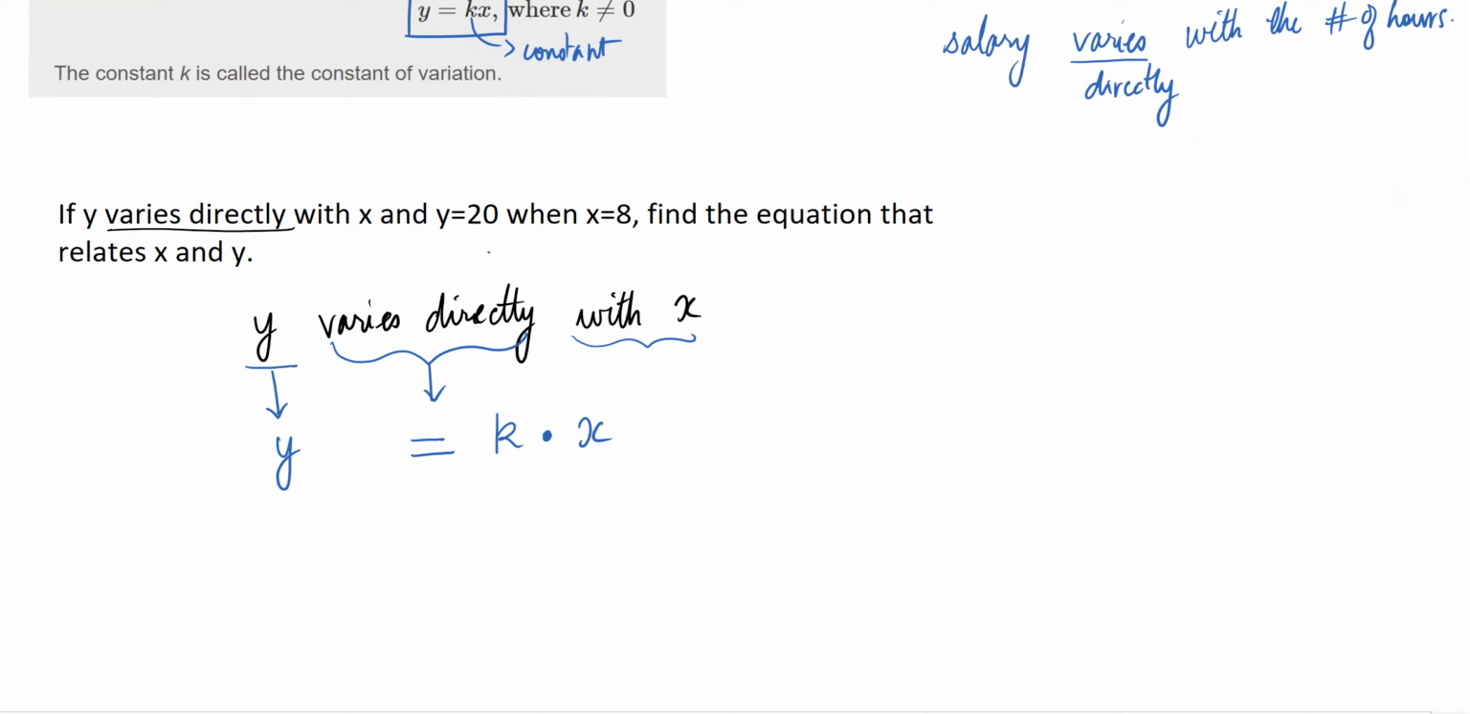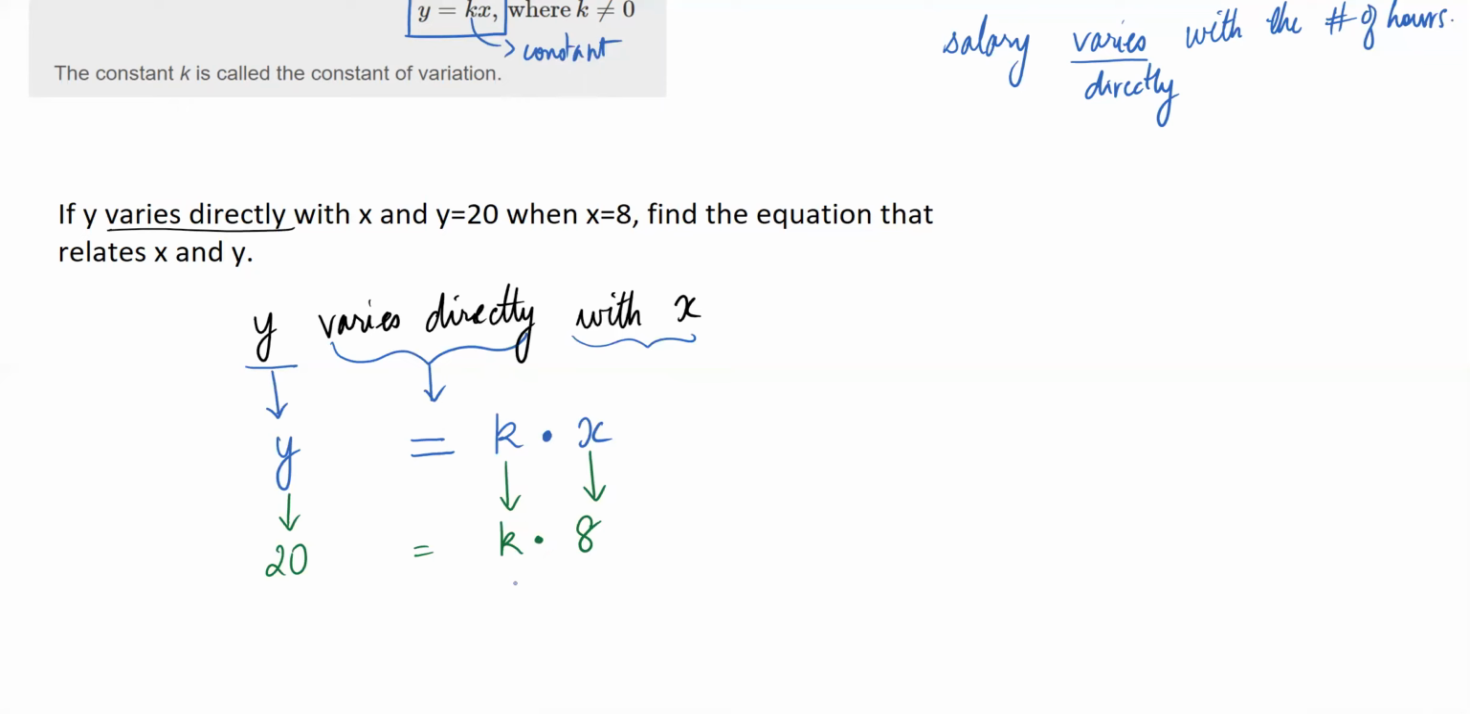Now we need to see what's happening. They're saying when y is 20 and when x is 8, find the equation that relates x and y. Let's take it step by step. Y is 20. We'll write k as it is, since they didn't tell us anything about k. X is 8. You don't have information on k. K is your constant of variation, so they want us to find that constant. Can we find the constant? Yes, we can.